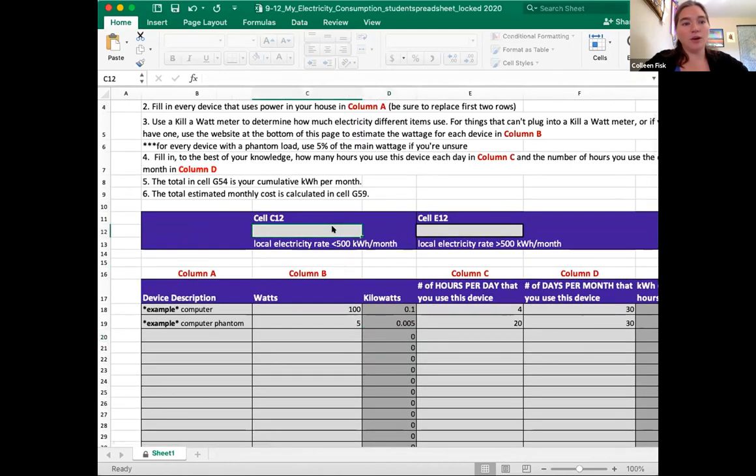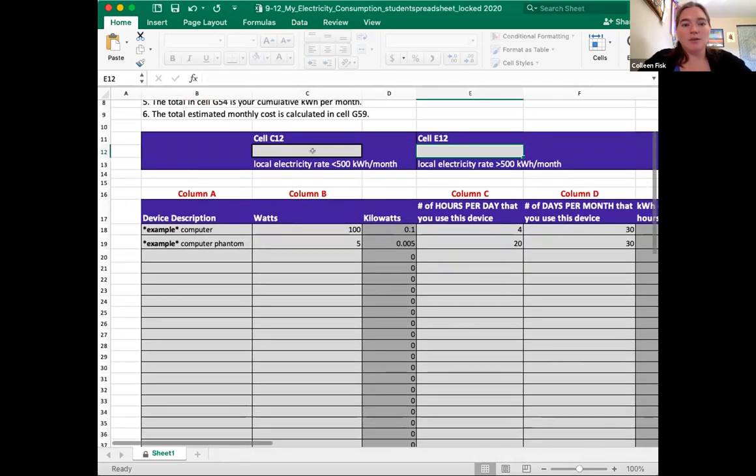If you don't have PCE, these two cells are gonna be the same number, right? So if you don't have PCE, you're in Boston, 9 cents per kilowatt hour, 12 cents per kilowatt hour, it's just going both there. If you have a different rate, this first one is the lower cost with PCE, and the second one is the higher cost without PCE. So you put in those numbers and then you fill out your devices.